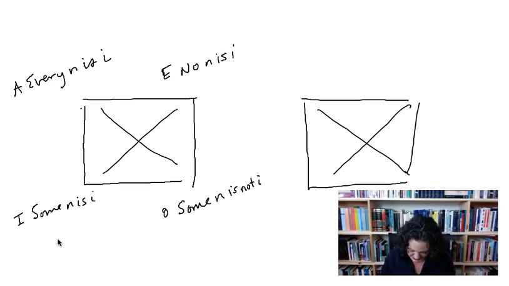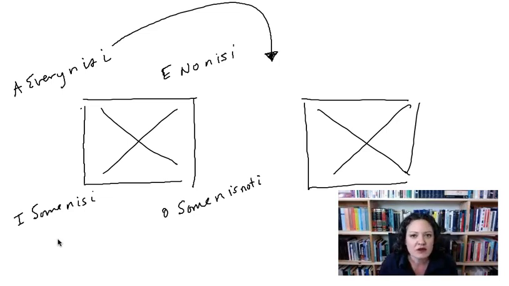Remember, last time I showed you how to get the second square's A statement. Do you remember how to do that? We're going to switch the S and P terms and negate each. So it's going to say every non-I is non-N. Every non-inhibited is non-neurotic.